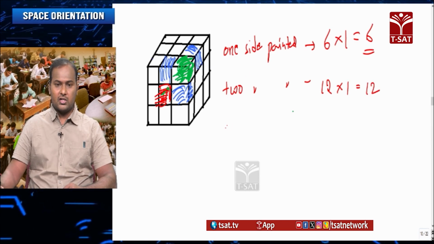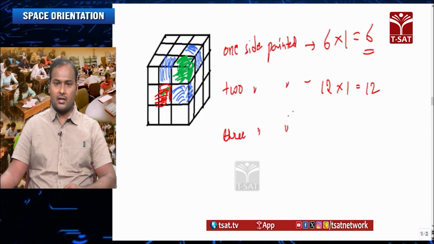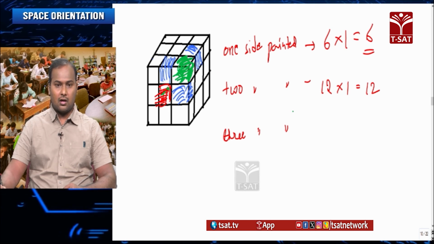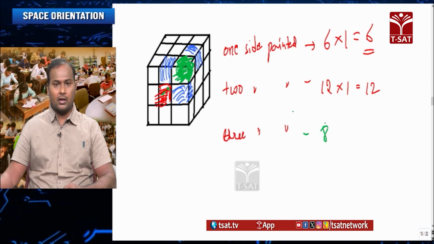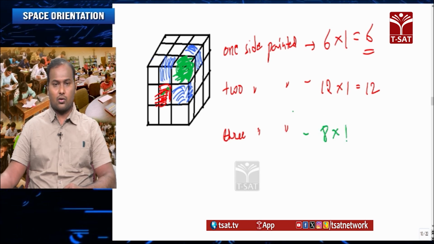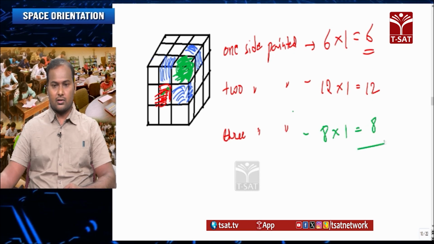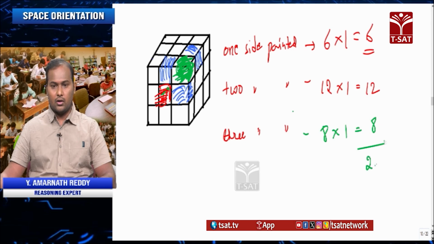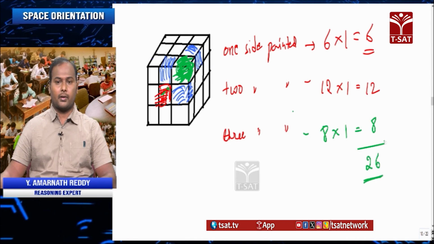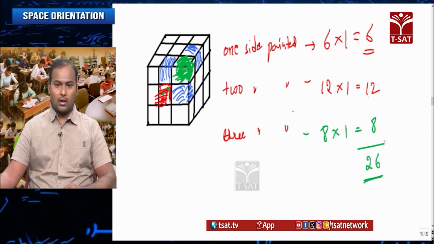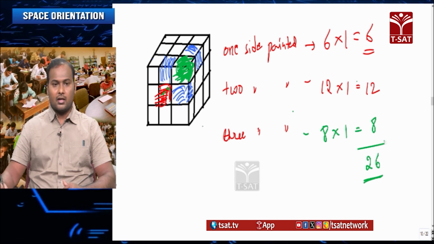The next one is, how many small cubes will have 3 side painted? I already said that the 3 side paint is always present on the corners. In total how many corners do we have? We have 8 corners, and each corner 1. So your answer is 8. And what is the total here? 8 plus 12 plus 6, a total of 26 are painted. So in this total of 26, 6 are one side painted, 12 are 2 side painted, and 8 are 3 side painted.